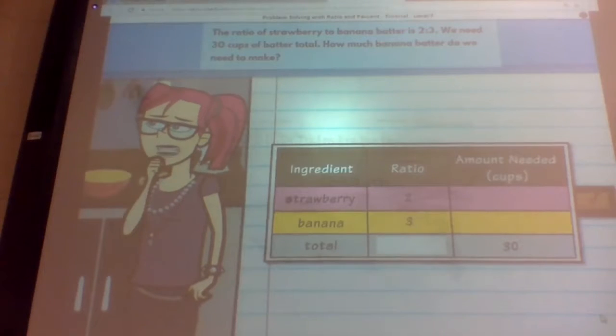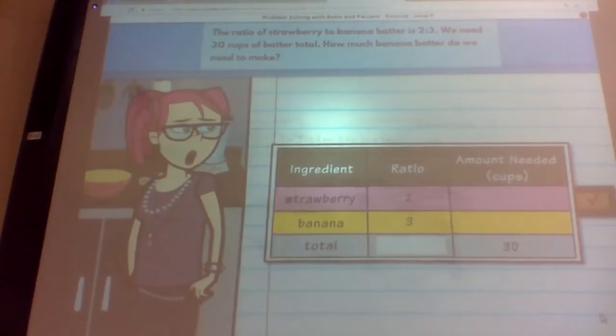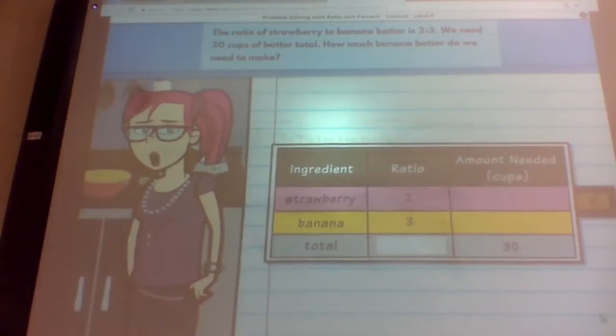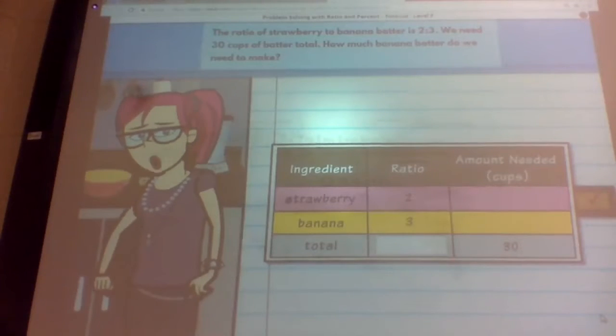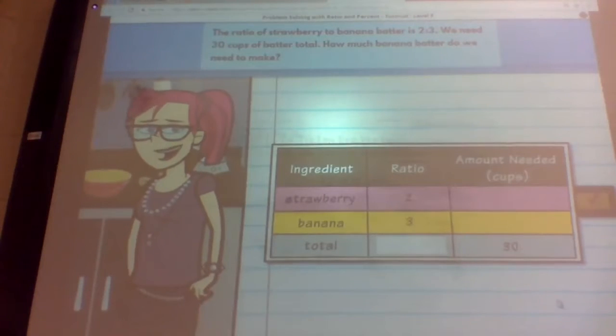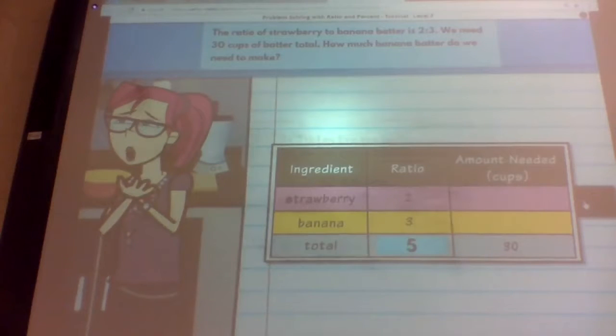Okay, let's take this one step at a time. Nice and easy. We know that for every 2 cups of strawberry batter, we need 3 cups of banana batter. How many cups is that total? 2 plus 3 is 5.